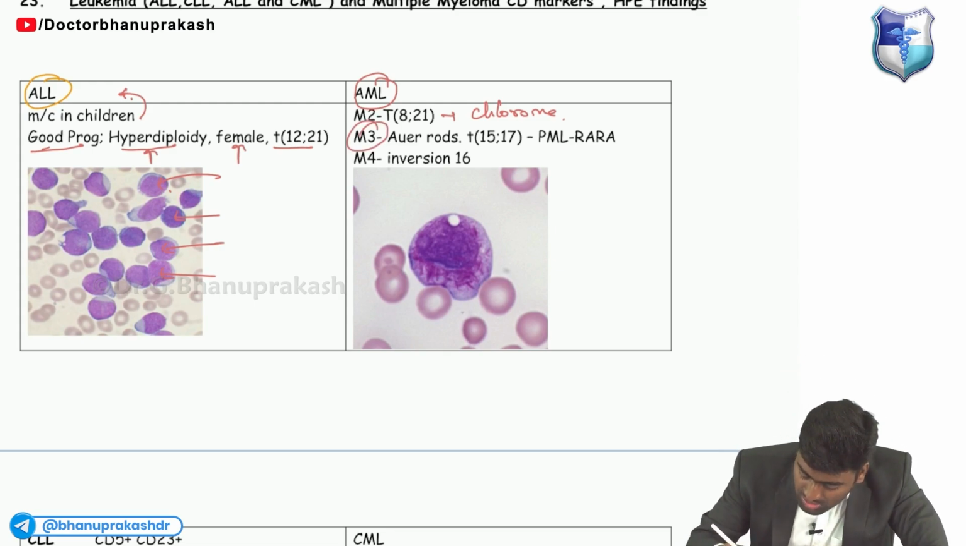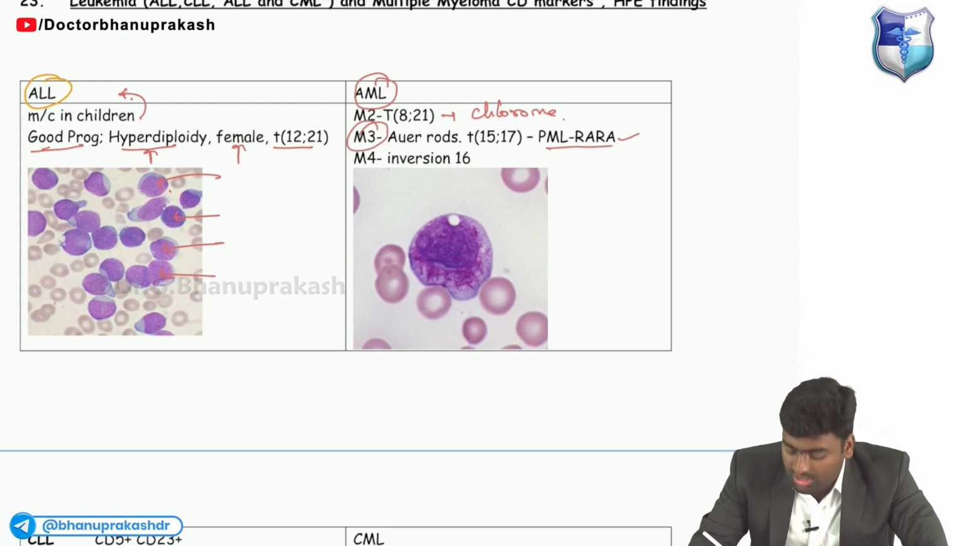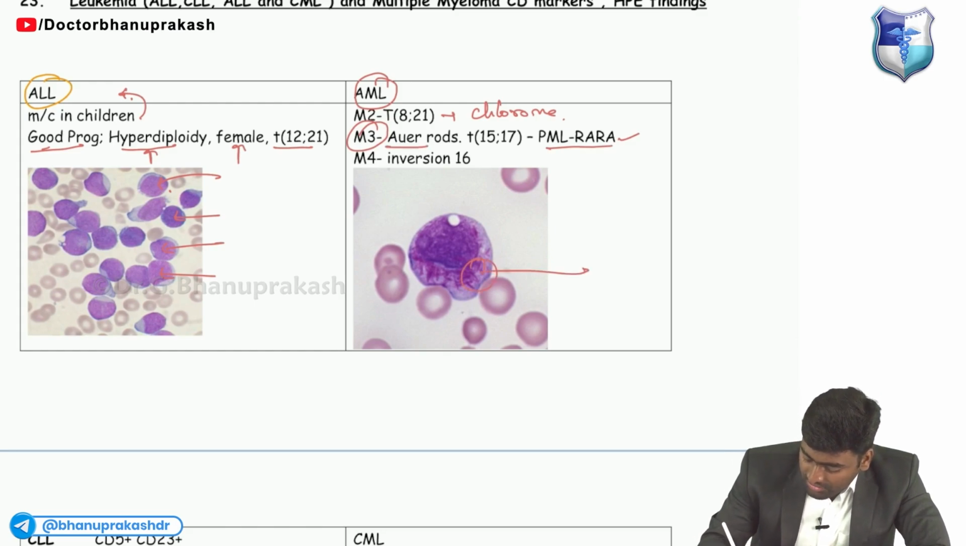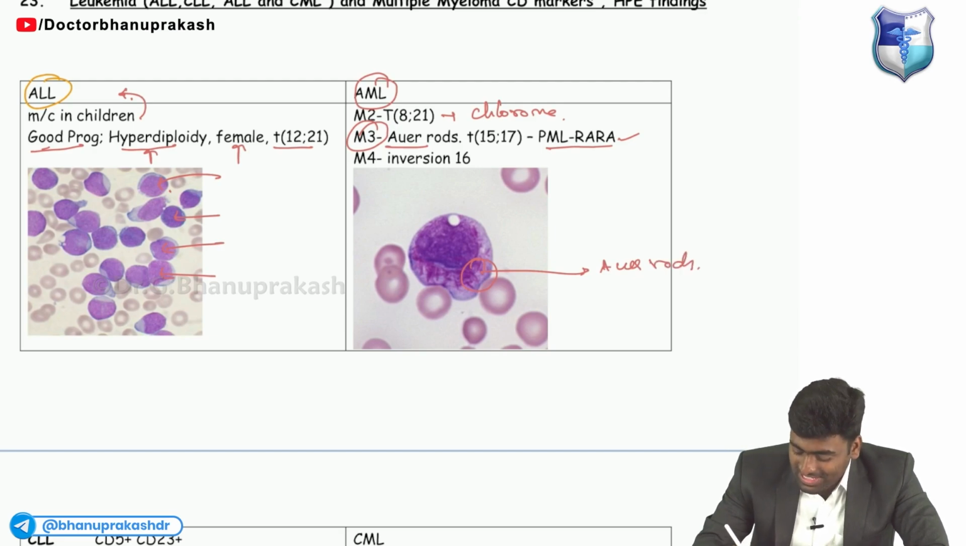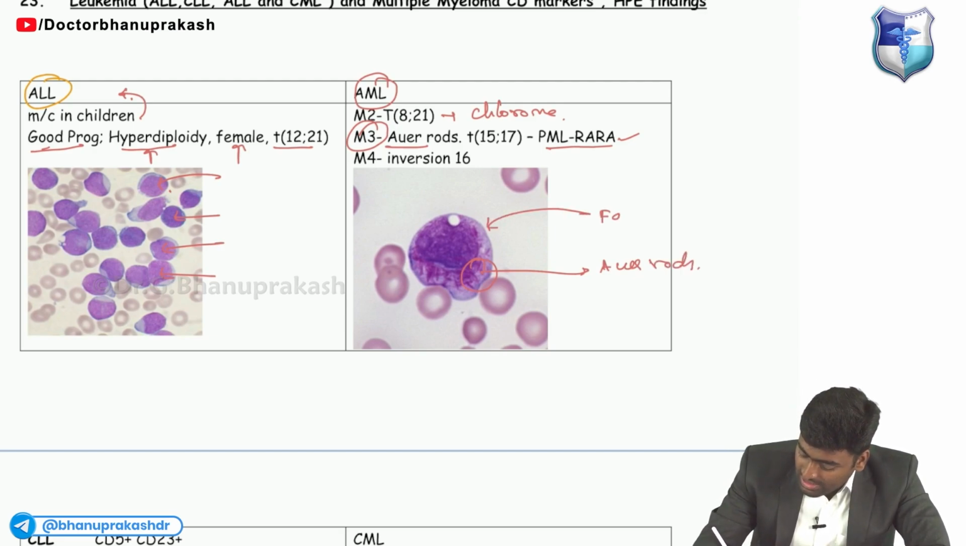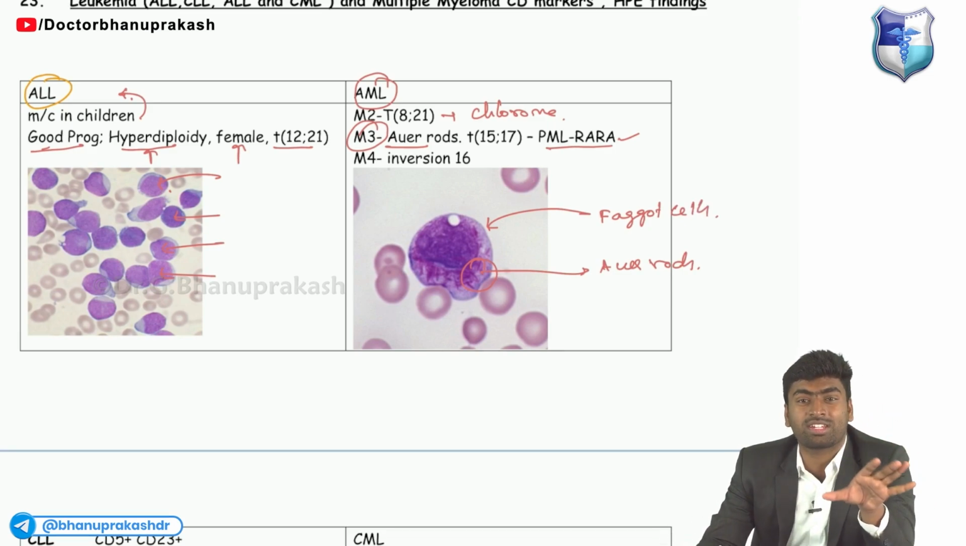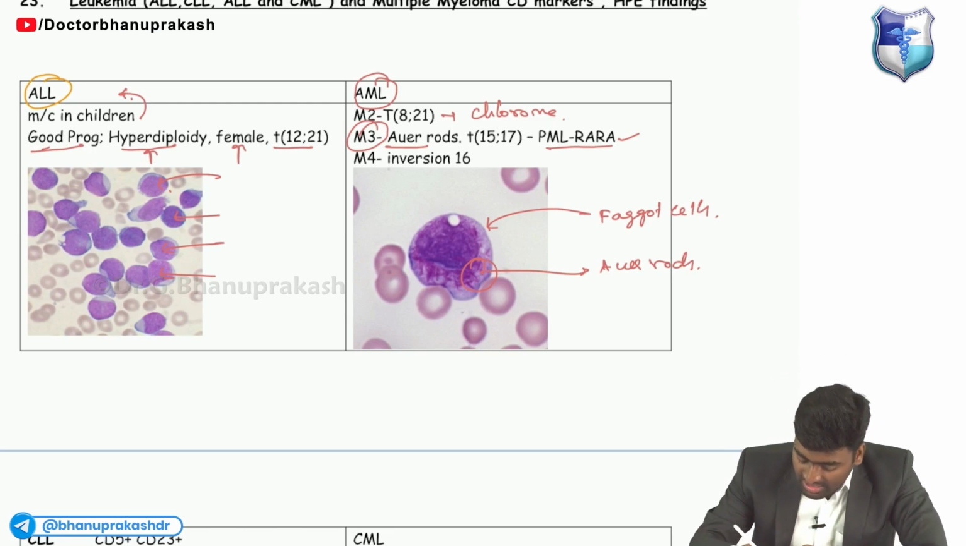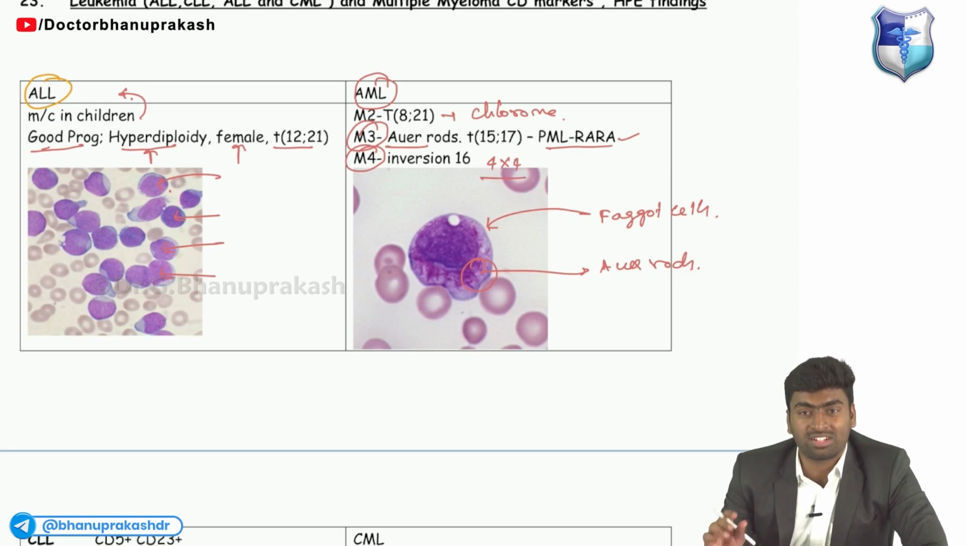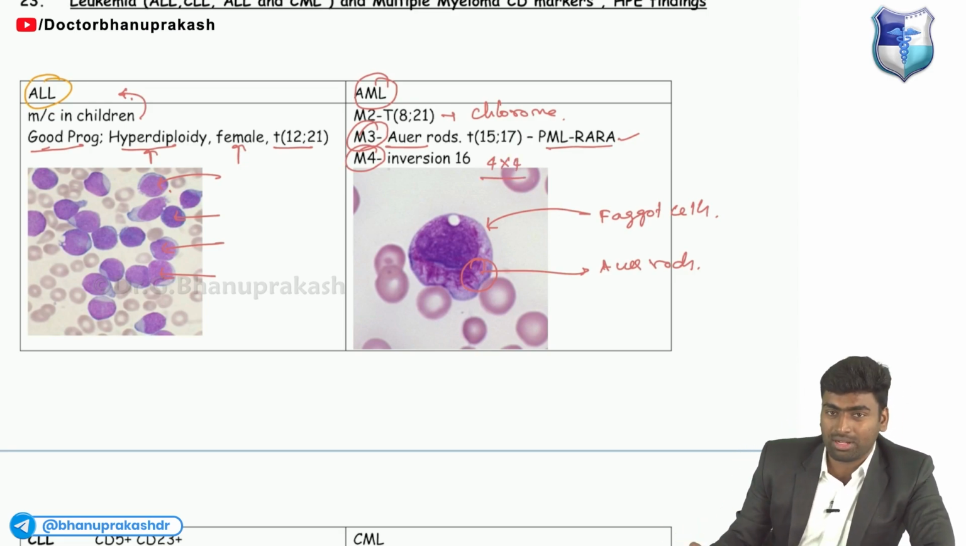Whereas M3 is known as PML-RARA fusion, which will have rods known as Auer rods. And what is the name of the cells which have these Auer rods? They are known as faggot cells. So faggot cells and Auer rods will be seen in a case of AML M3, and it is due to the translocation 15;17 of the PML-RARA fusion. And in the case of M4, it is inversion 16 involved. So AML, it is this one.